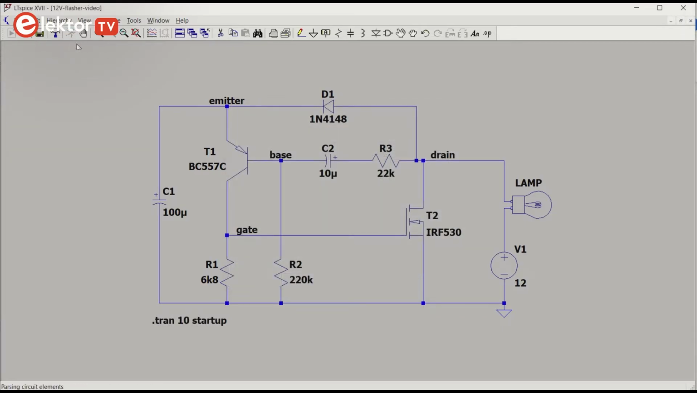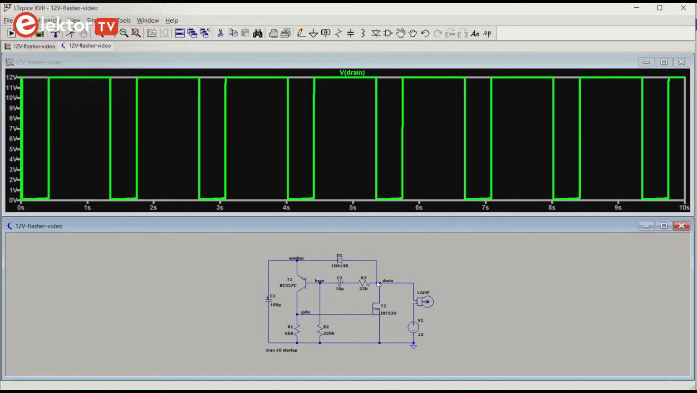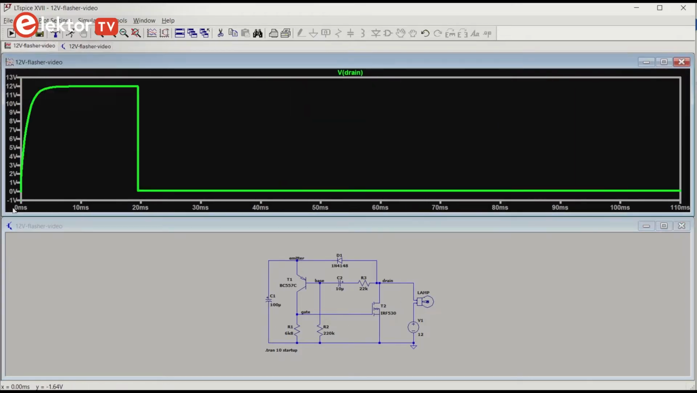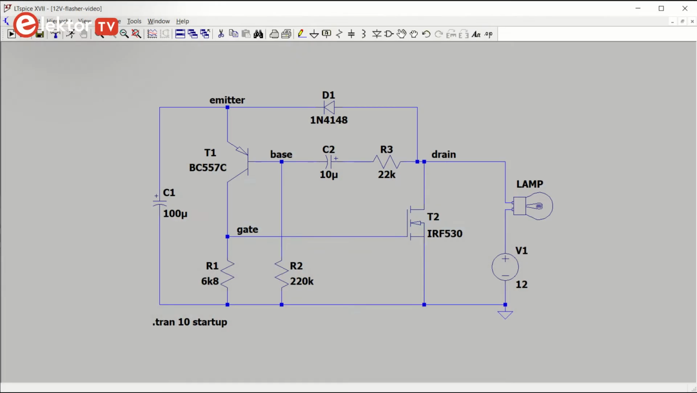When you switch the circuit on by clicking the Run button, 12 volts will develop on the drain of T2 because T2 is blocking. T2 is blocking because T1 is blocking, and so R1 keeps the gate of T2 pulled down to 0 volts.